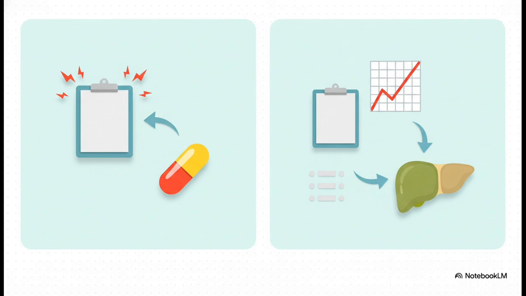Think of Maddrey's DF as your tool for acute alcoholic hepatitis. If that score is over 32, it's a red flag for severe disease, and it tells you this patient might need steroids. The MELD score is different. It's a much broader predictor of mortality in anyone with end-stage liver disease. It's what we use to figure out who's the sickest and who needs a liver transplant the most.